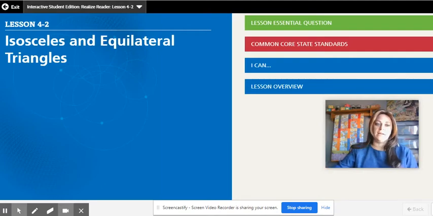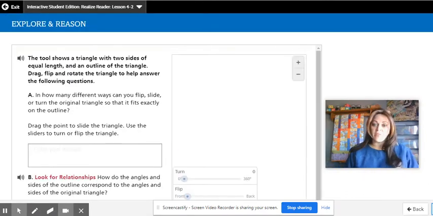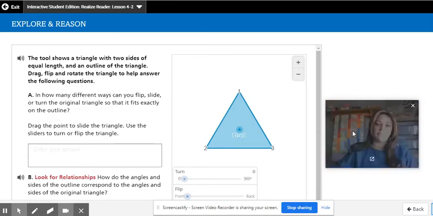Lesson 4.2, Isosceles and Equilateral Triangles. This is one of those critical lessons that requires a lot of thought and a lot of application between now and the end of the school year. So you have to learn this lesson. Anything that you're not sure of, stop the video, pause it, go over what was just discussed, do the practice problems, okay? So the tool shown shows a triangle with two sides of equal length.